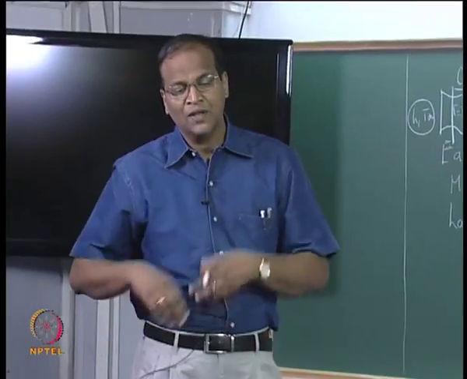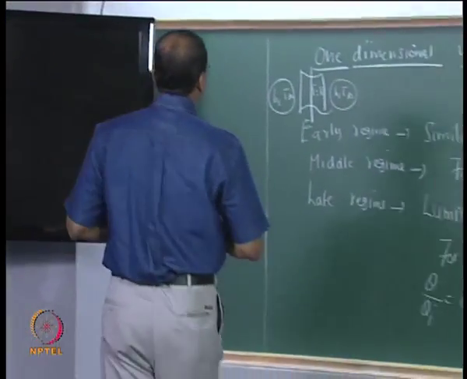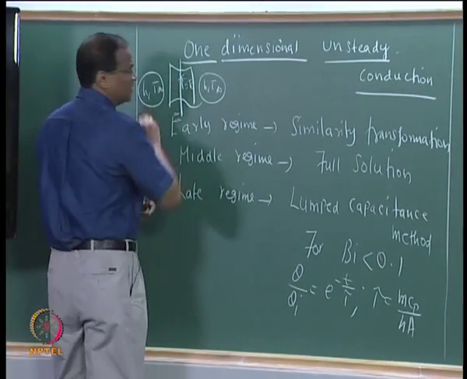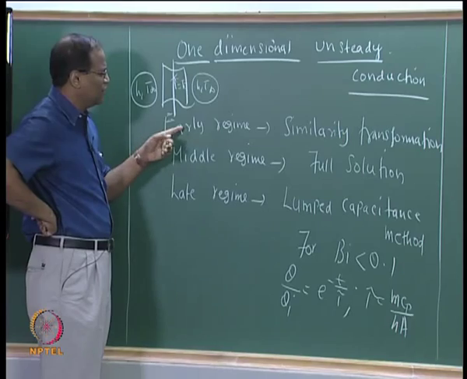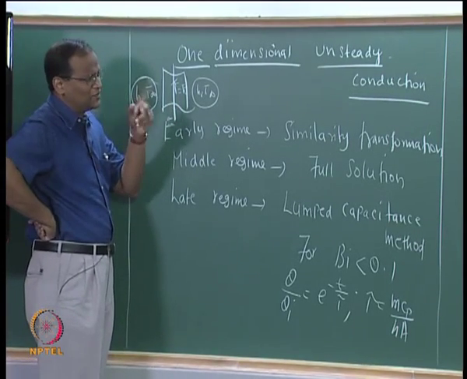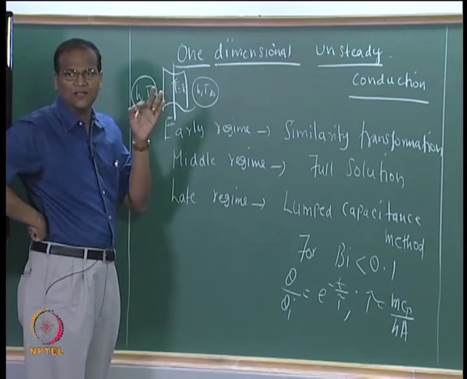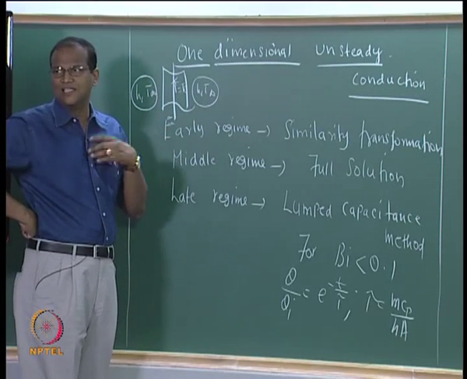That is one thing. If you cannot do that but you are still in the early portion of the cooling, then the center will not know that there is a disturbance. So the disturbance propagates from the end. In the early regime we can do something called the similarity transformation. The whole idea of a similarity transformation is to convert the partial differential equation into an ordinary differential equation, and an ODE is easier to solve.